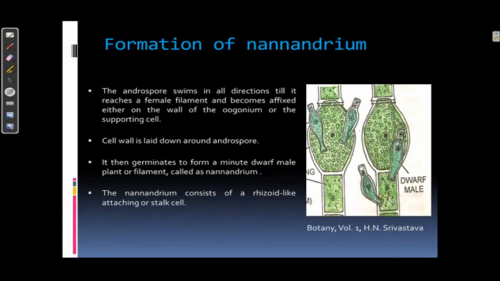After its attachment, a cell wall is laid down around the androspore, which then germinates to form the nannandrium or the dwarf male filament. The nannandrium is attached on the female plant by a rhizoid-like cell, which is also known as the stalk cell.